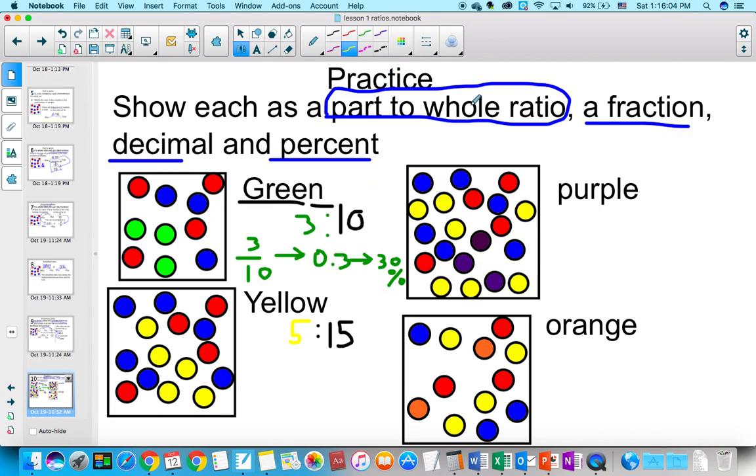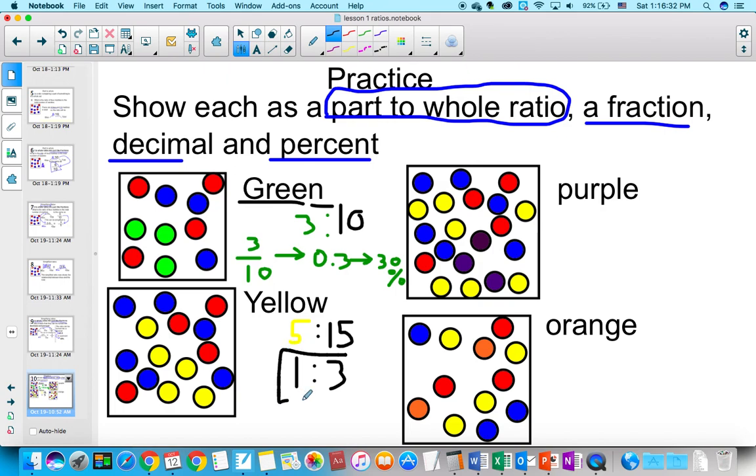Are we done? No, because we can simplify this ratio, right? As a fraction, we can simplify this. As a ratio, we can simplify this. What can we divide 5 by that we can divide 15 by? Well, 5 can be divided by 5. That would make it 1. And we can do this by dividing 15 by 5, which would give us 3.